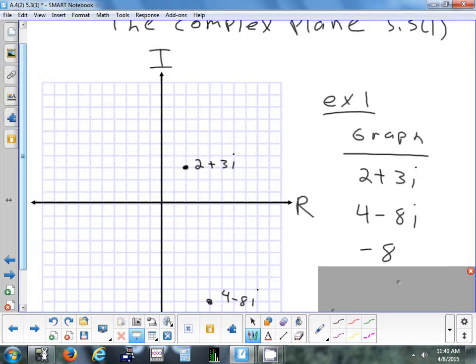How about negative 8? Some people start to get confused now because there's no imaginary part. Yeah, it's just 8 to the left. Since there's no imaginary part, you're not going up or down. Here's negative 8. And Helene, how about 5i? It would be 5 up. 5 up, perfect.